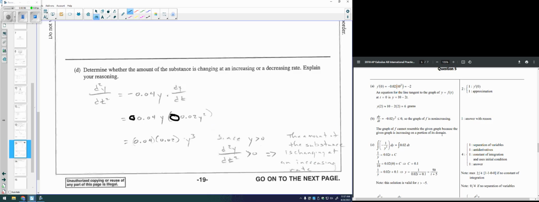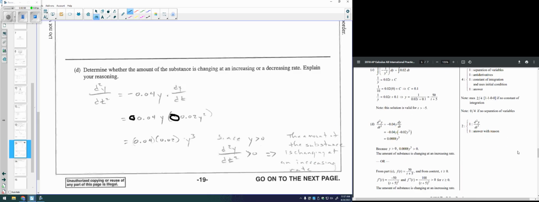Here's your points. You get 1 point for finding the second derivative correctly, and 1 point for the correct answer with correct reasoning. So the amount of substance is changing at an increasing rate because my second derivative is greater than 0. Notice again my connecting word. Here's my work: because this is greater than 0, this is true.